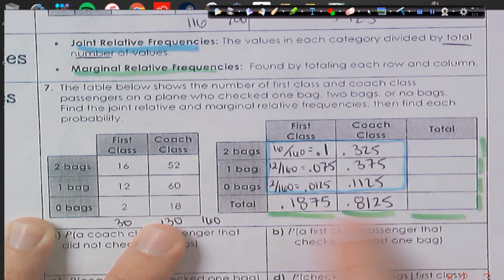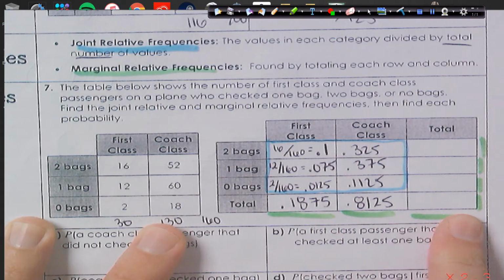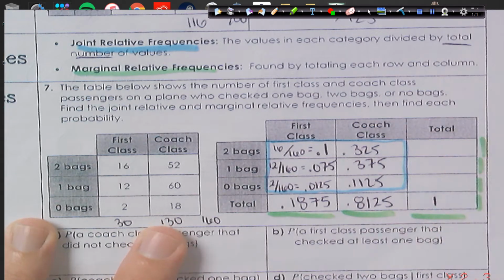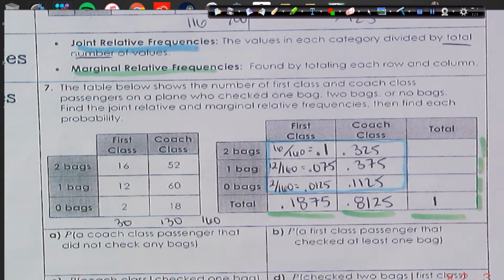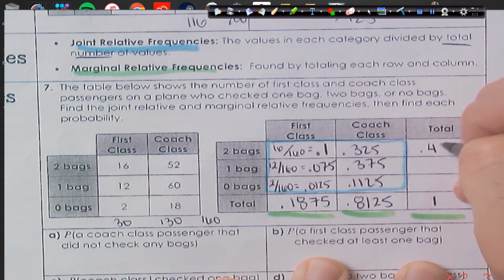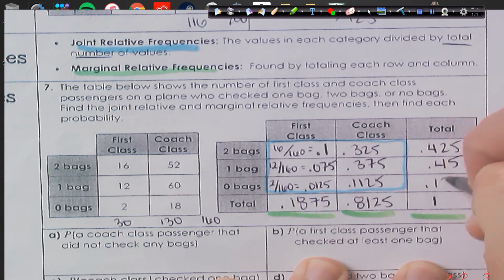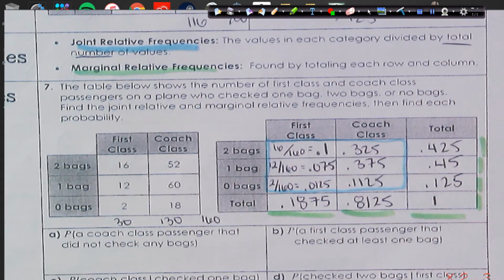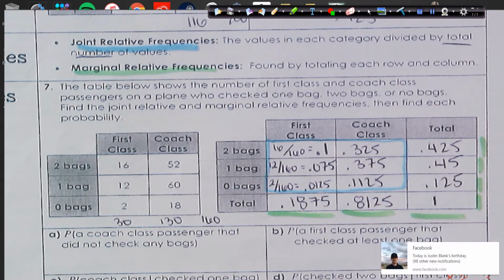And if you add these two together, we should get 1, because we always have a probability of 1. We're including the whole data set, because we're dividing by 160, and the total is 160. So this always has to equal 1. If you don't get that, we know that a mistake was made somewhere. But there we go. So marginal frequencies on the outside, joint relative frequencies on the inside.